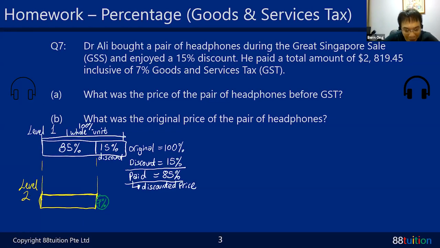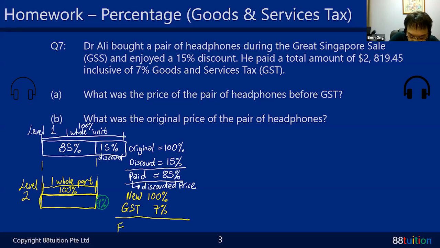All right. So now this portion, is it still at 85%? Actually not. This is the second level. This is called one whole part, and this one whole part is one whole. Whole is another 100%. So usually I call this the new 100%. With the new 100%, I have to add in another GST, goods and services tax, of 7%. And in total, I have to finally pay what? Final paid 107%. Can you see or not?